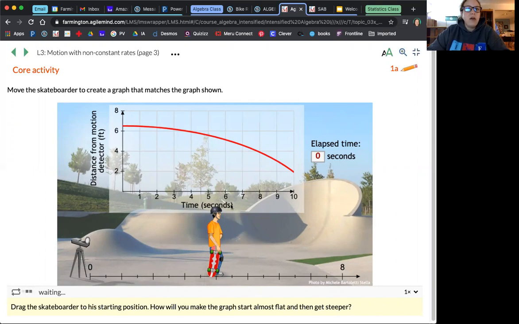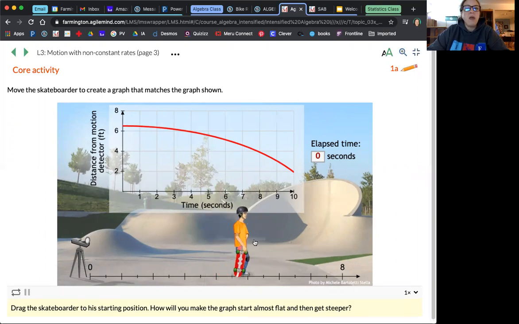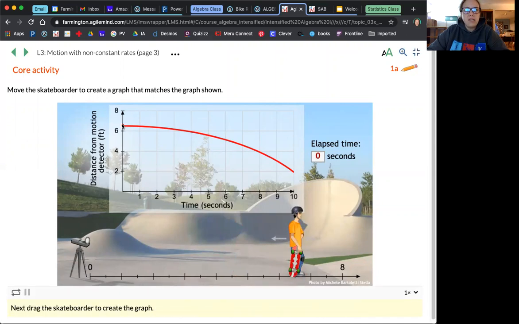So as you can see, we have Terrence here, and we are going to try to match his graph. If I start him at the starting position of 6.5, I can see that on my y-axis, I know this is my starting position because I'm at time 0, and I'm about a quarter of the way up between the two digits. So 6, 6.5, 7 would be right in the middle, 7.5, and 8. So I know I start at 6.5.